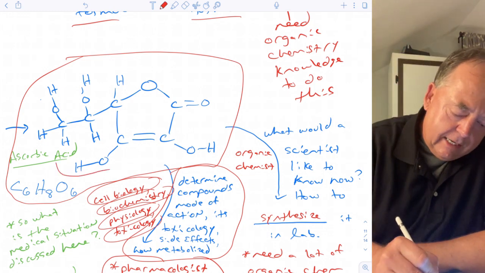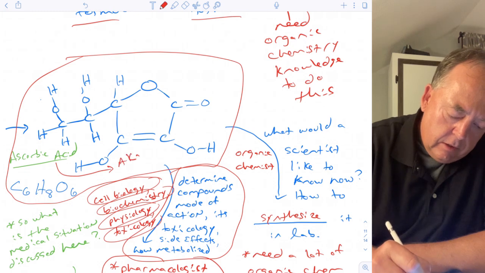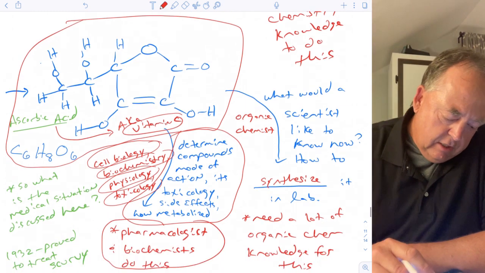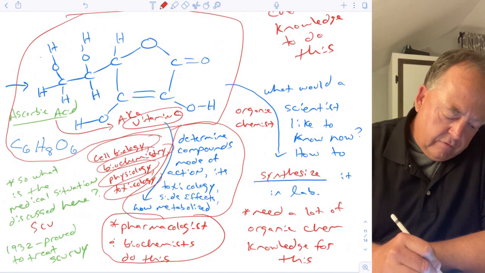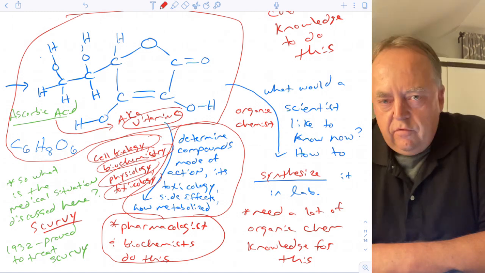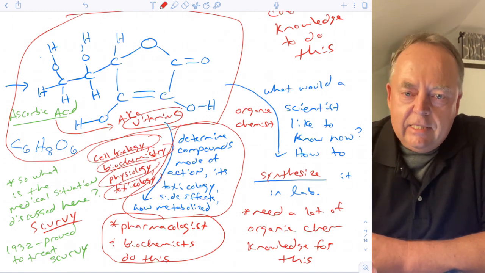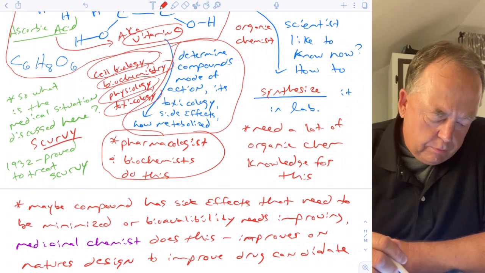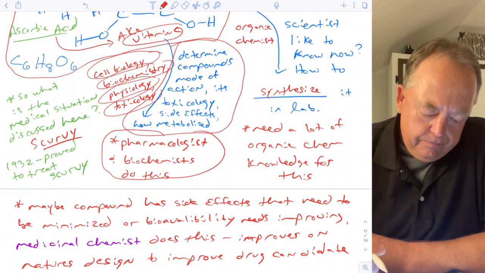This ascorbic acid is also called vitamin C, right? So what does it treat? It treats scurvy. This disease is scurvy, which comes about from a lack of vitamin C in the diet. It was proved in 1932 that this compound treats scurvy.